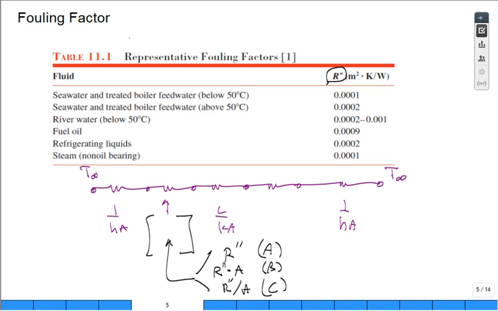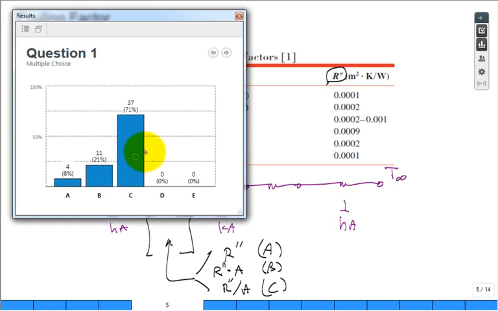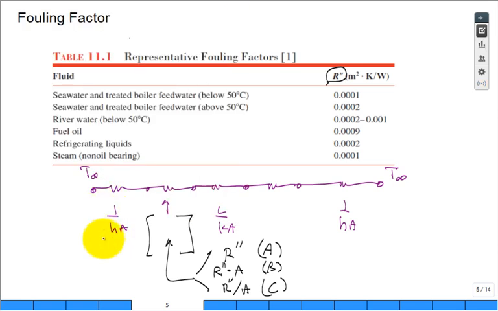All right, let's go ahead and stop. Okay, for those that did it correctly, and C is the correct answer, how did you know that C was the right answer? How did you check your units? So what do we know about the units of 1 over HA? What are the SI units for the resistance associated with 1 over HA?